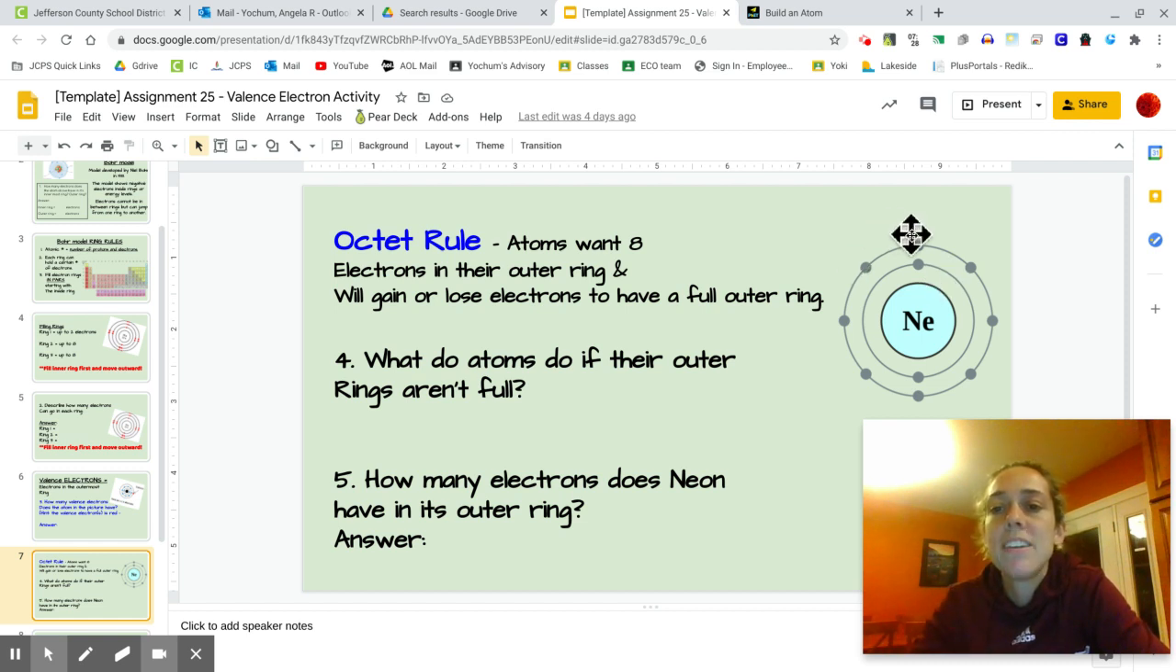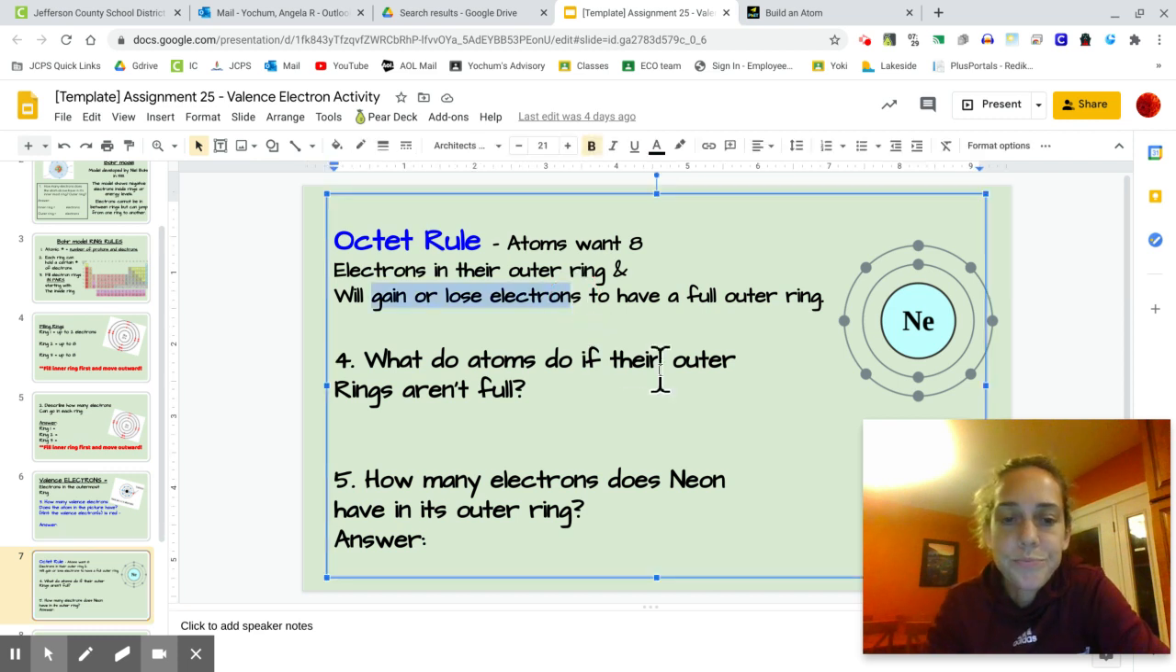So if we have an atom that had only 7 electrons in its outer ring, it would try to steal an electron from another atom. It's very reactive. So that's why bonding ends up happening, because an atom will try to steal an electron from another atom to fill up its rings. So number 4, what do atoms do if their outer rings aren't full? They will gain or lose electrons to fill up their ring.